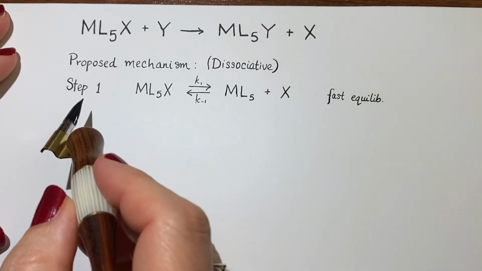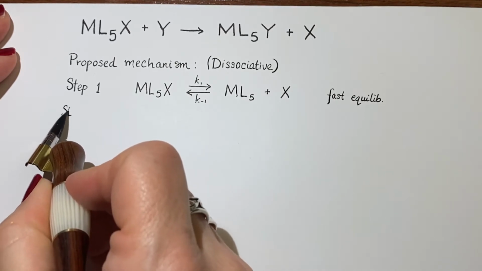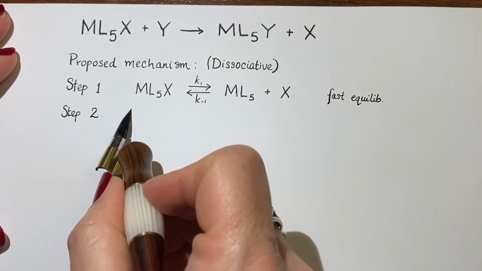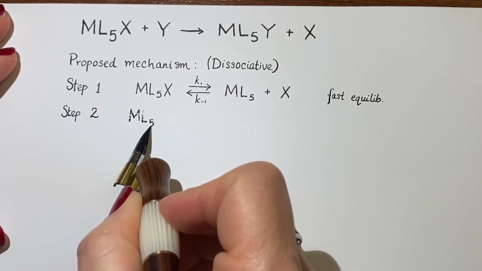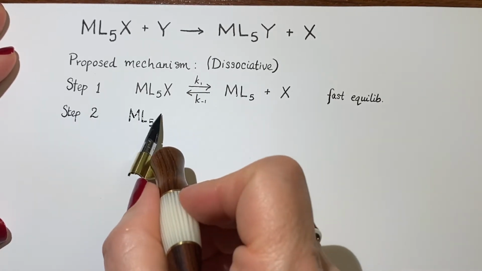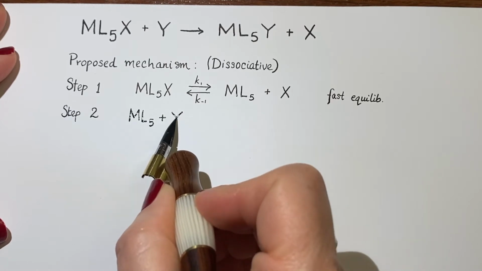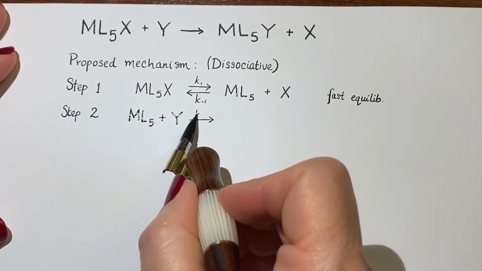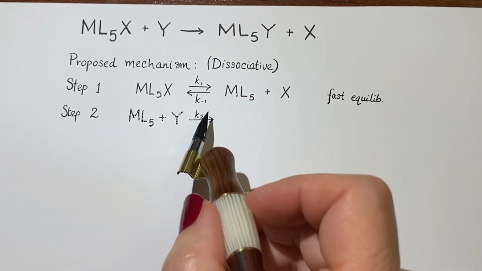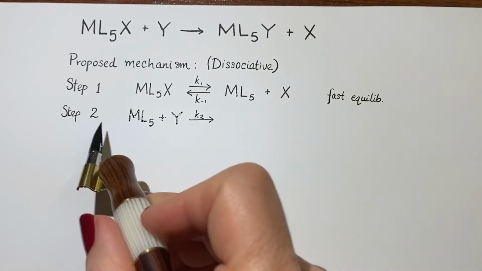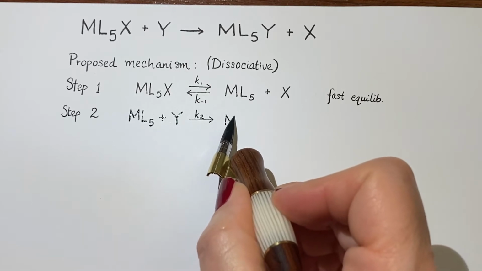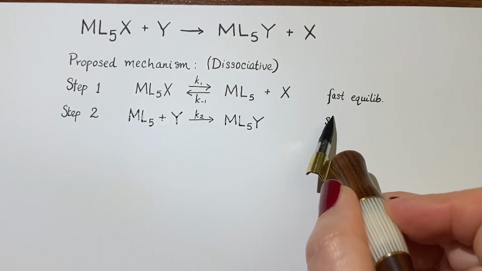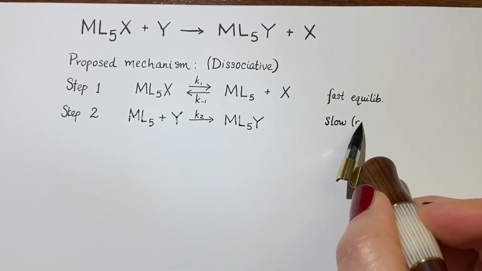In this particular mechanism we're proposing, we've got step 2. And in step 2, the intermediate ML5, so notice this only has 5 ligands here, reacts with incoming ligand Y. And because it's step 2, we have a rate constant. We'll distinguish it from the other ones by using subscript 2 to go with step 2. This gives us our final product, the substituted octahedral complex. This is our slow step. This is our rate determining step.